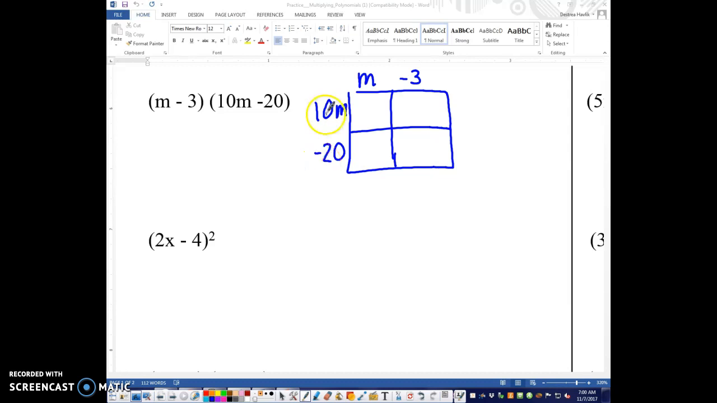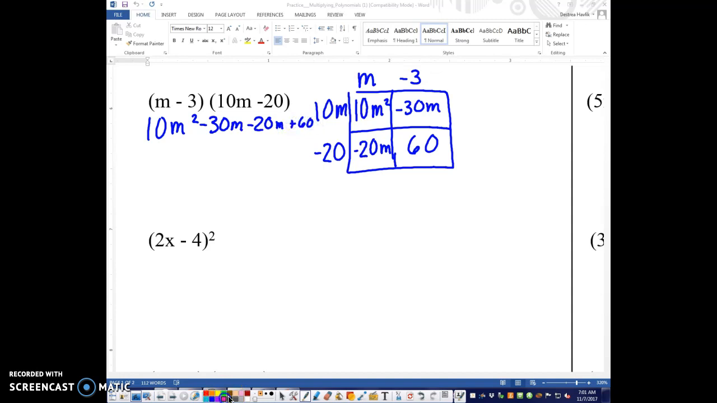That's really important. 10m times m is 10m squared. 10m times negative 3, negative 30m. Negative 20 times m is negative 20m. And negative 20 times negative 3 is positive 60. Okay, so 10m squared minus 30m minus 20m plus 60.